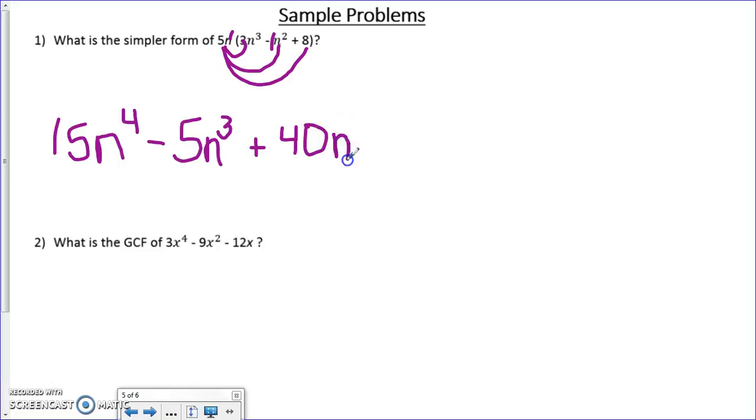Okay? That's using the distributive property. That's multiplying a monomial with a polynomial. Number 2, what is the GCF of 3x to the 4th minus 9x squared minus 12x?